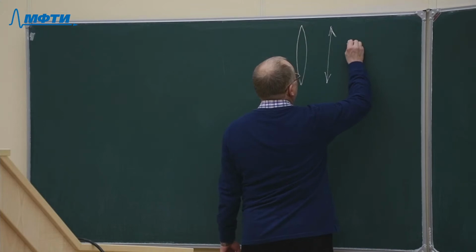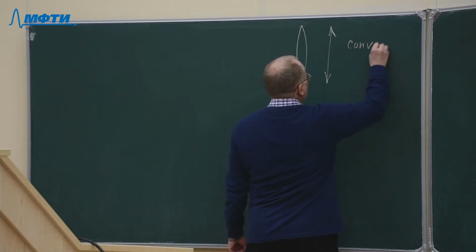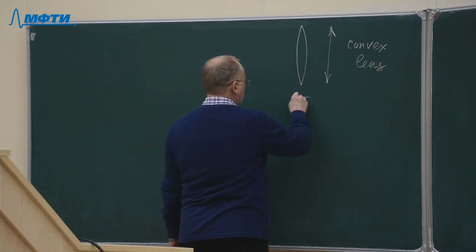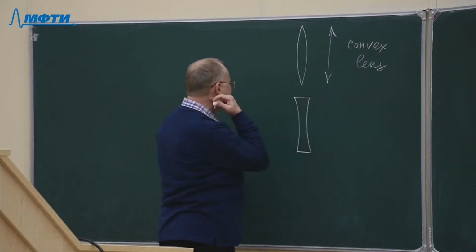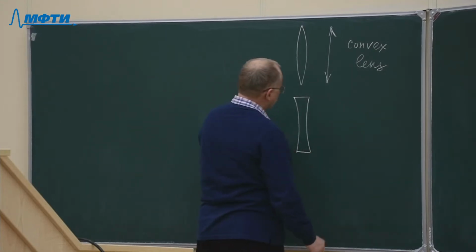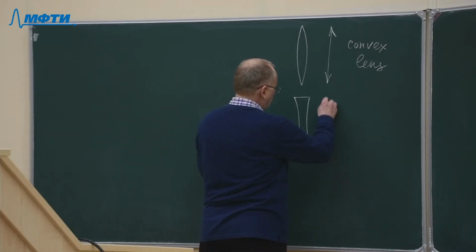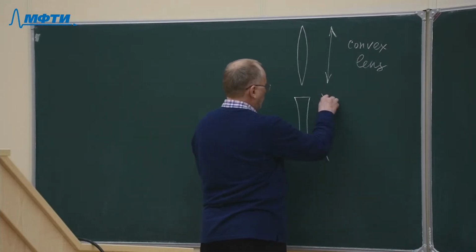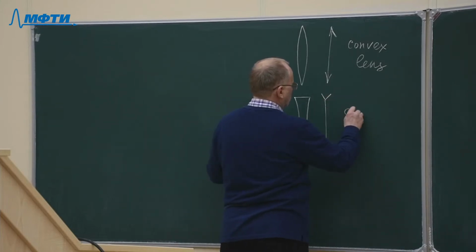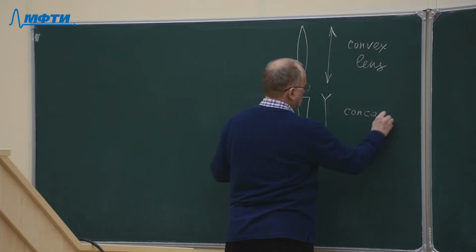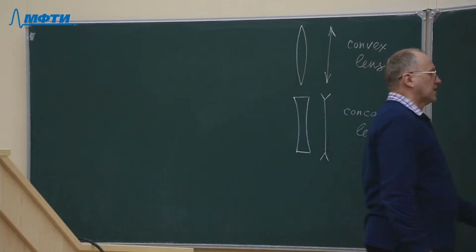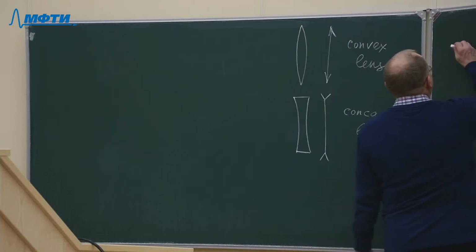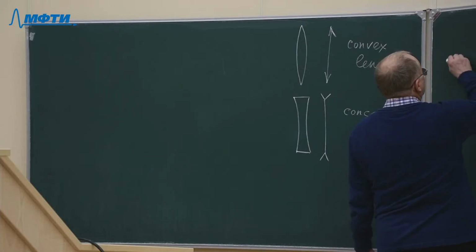So this is a convex lens. And also we considered a concave lens, which is indicated on the sketches of optical schemes in this way. This is a concave lens.